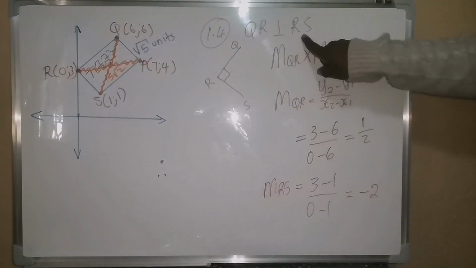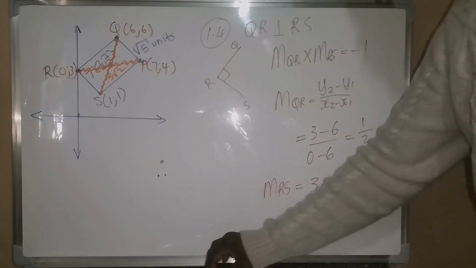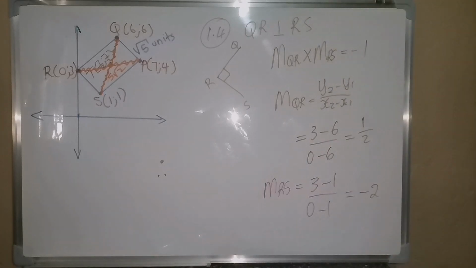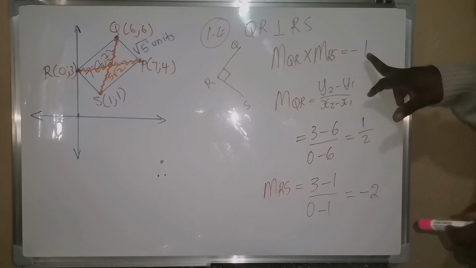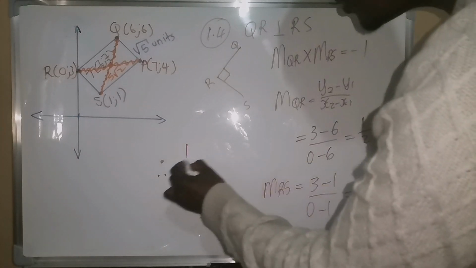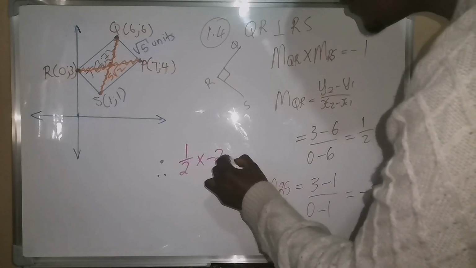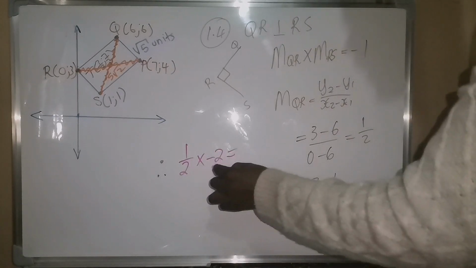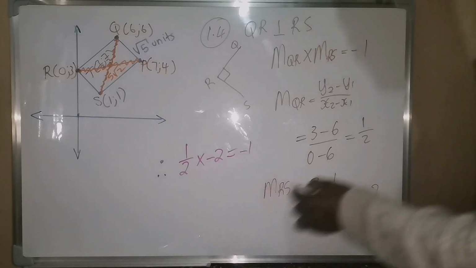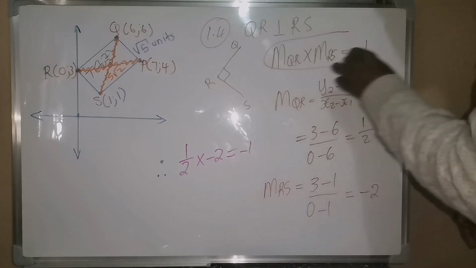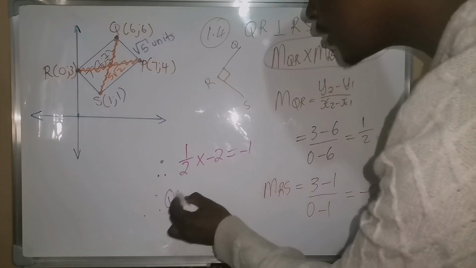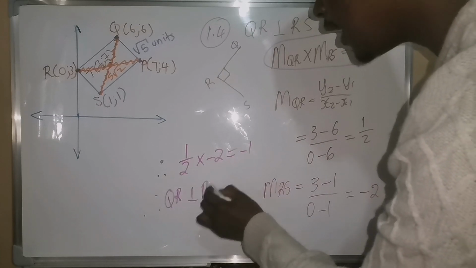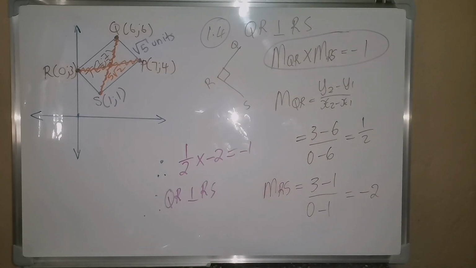I'm not done. Therefore, to prove that these two lines are perpendicular, when you multiply the gradients, 1 over 2 times negative 2, it must give you negative 1. 1 over 2 multiplied by negative 2 is equal to negative 2 divided by 2, which is negative 1. Therefore, indeed, it gives us negative 1 when I multiply the two gradients. Therefore, QR is perpendicular to RS. You have proven that. That's how you prove that two lines are perpendicular to one another.